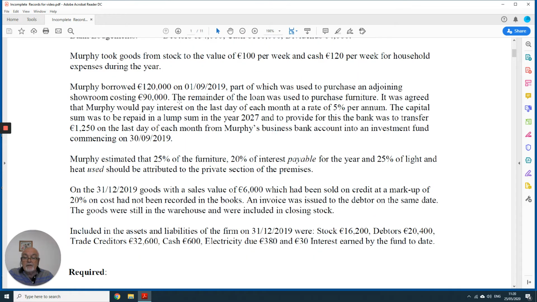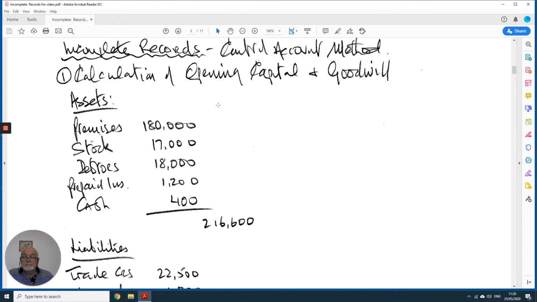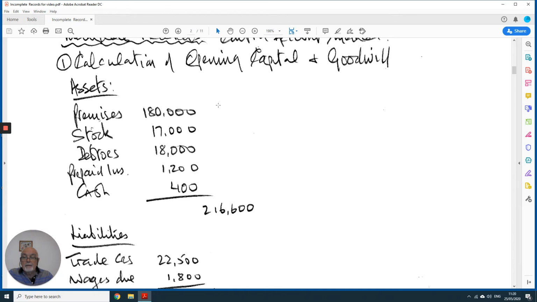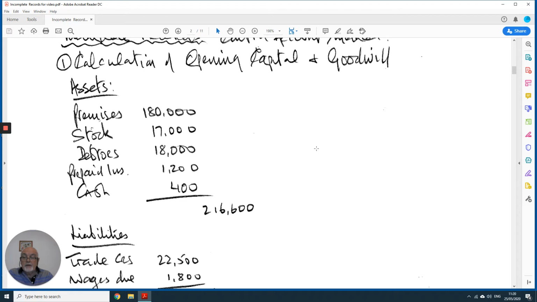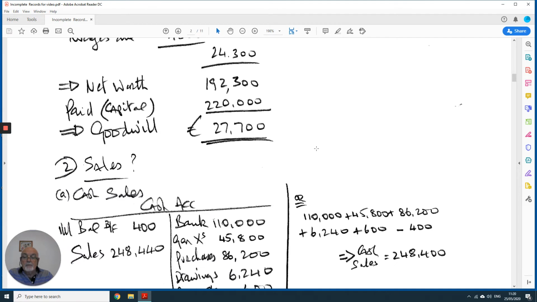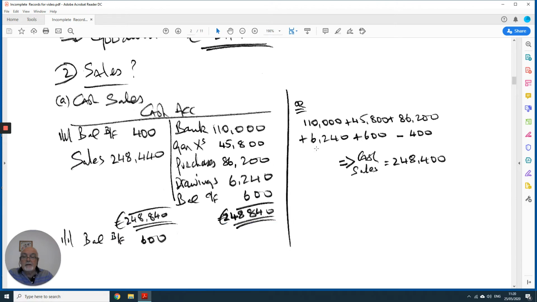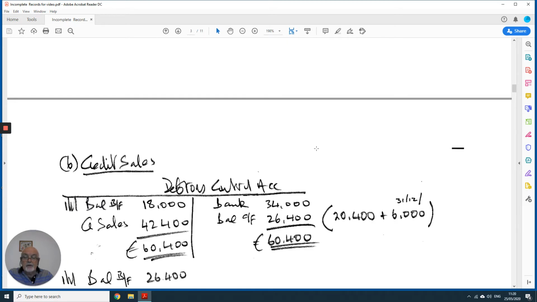We identified that there were 6 steps to be followed in solving these questions. The first one was to find the opening capital and the goodwill, which we did here by taking the liabilities and the assets. Then we moved on to the second step, finding the sales through the cash account, the cash sales, and the credit sales from our debtors control account.